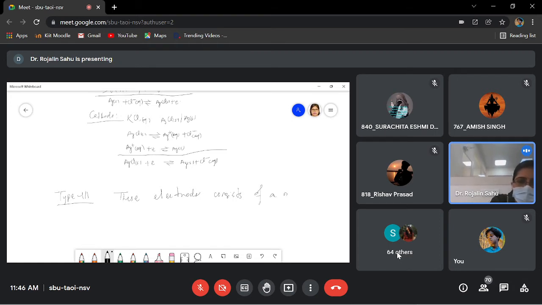Of a metal, one of its insoluble salt, another insoluble salt, salt carrying same anion.